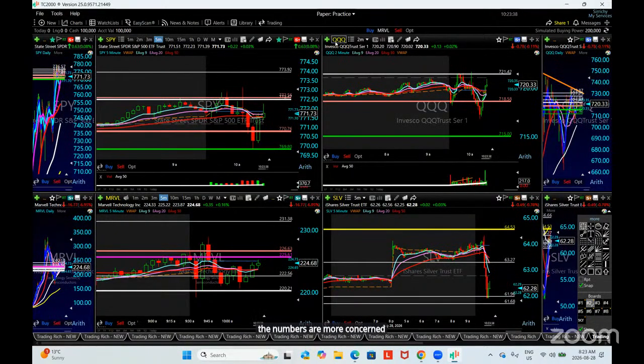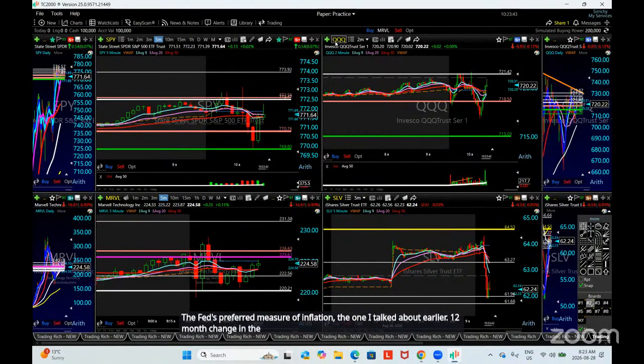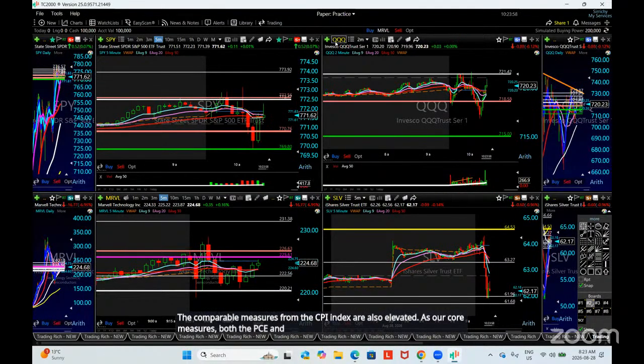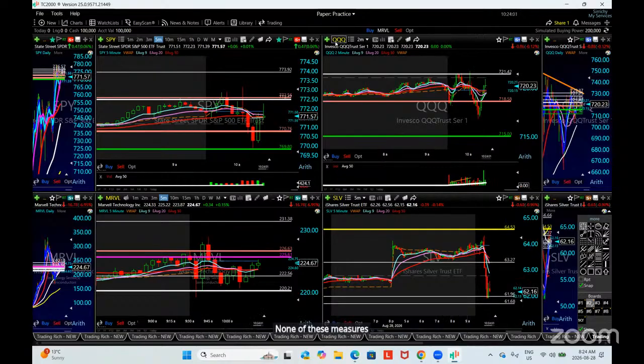But on the price stability side of our mandate, the numbers are more concerning. The Fed's preferred measure of inflation, the one I talked about earlier, the 12-month change in the PCE price index, stands at 3.7%. The 6-month change is a little above 4. The comparable measures from the CPI index are also elevated, as are core measures of both PCE and CPI inflation. None of these measures are perfect, but they all tell a similar story. Inflation is running above our 2% target. So the Fed's predominant focus right now should be on prices.